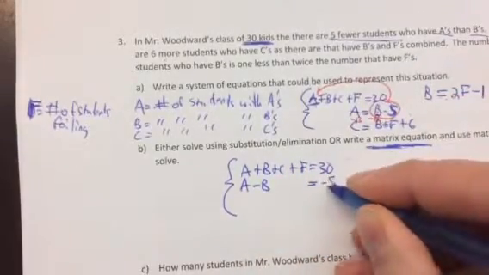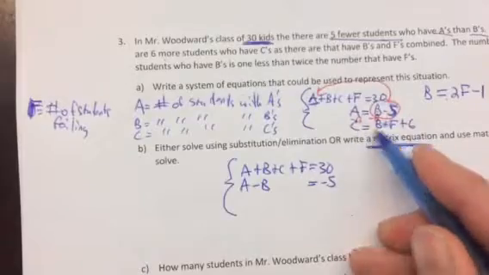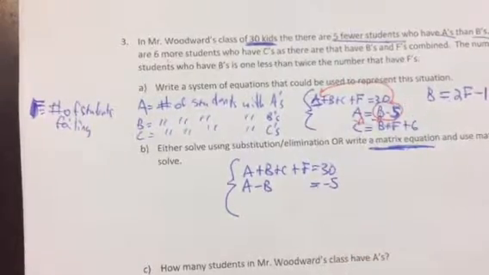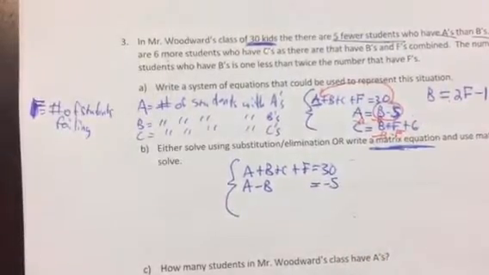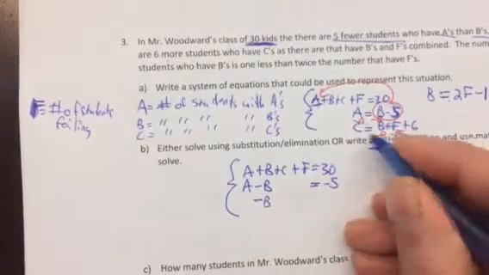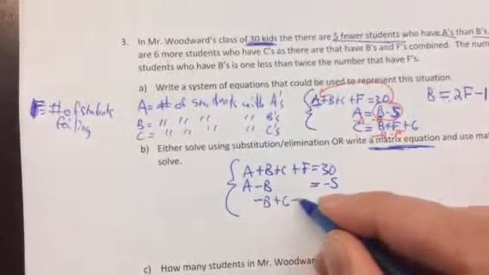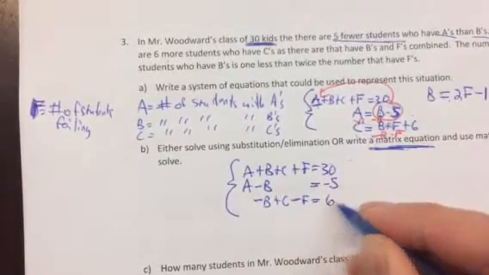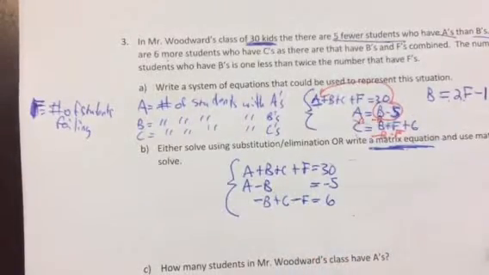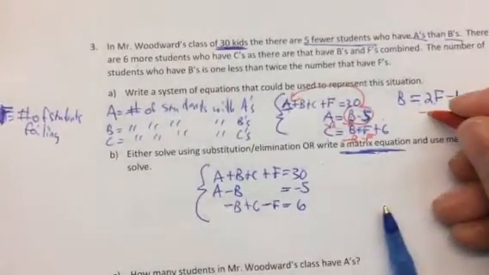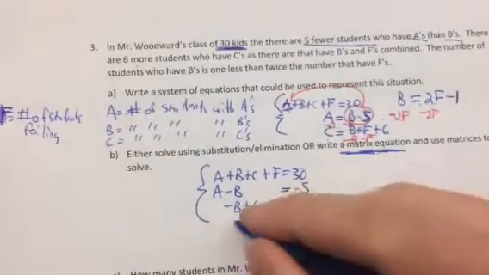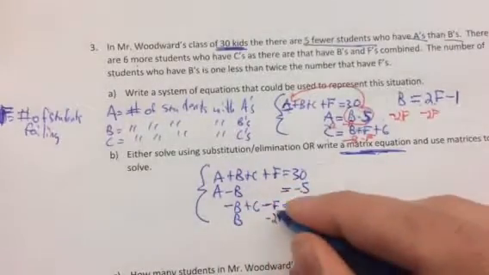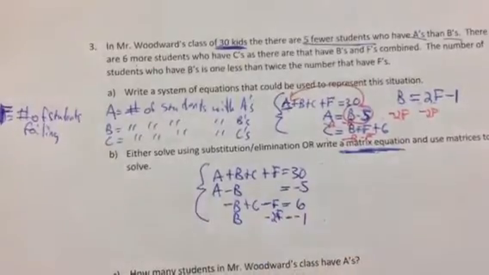This third equation, I'm going to subtract the B and subtract the F, and I'm going to make sure to line them up where the B's line up with the B's and the F's line up with the F's. So this equation is going to be negative B plus C minus F equals 6. The last equation, I need to move the F's to the other side, so I'll do minus 2F on both sides, again making sure to line them up. B minus 2F equals negative 1. Here's my system of 4 equations.